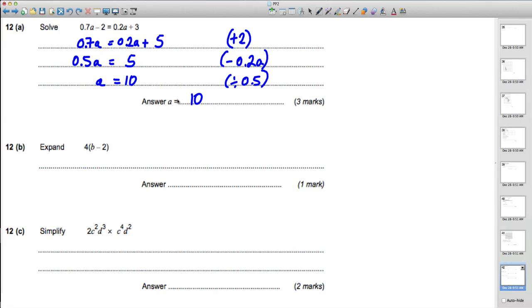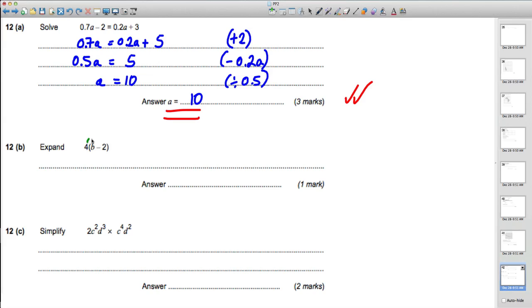Okay, now, if you got that last line confused and halved it and got 2.5, say, you should still check by substituting in. Let's check we get the right answer with a is 10. 0.7 times 10 is 7, 7 take away 2 is 5. 0.2 times 10 is 2, 2 plus 3 is 5. We know we've got the right answer. Always double check.